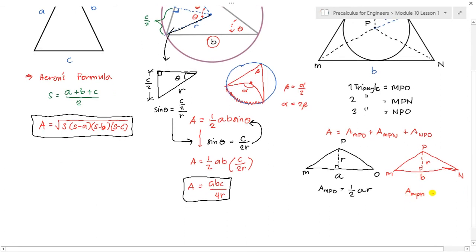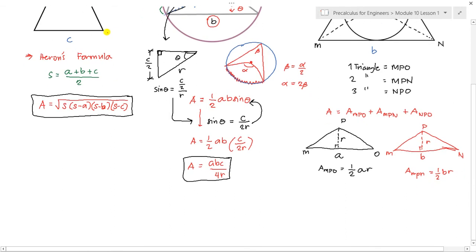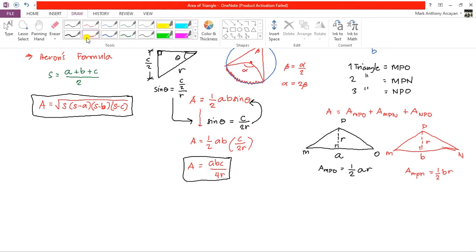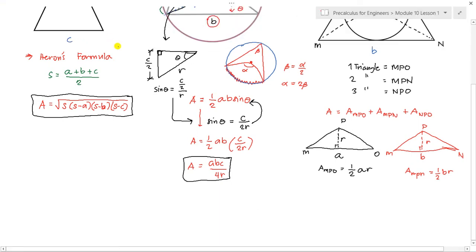So the area here is equal to 1/2 the base B multiplied by the height R. So if you see the pattern, the last side, that is the area for the triangle NPO, is just equal to 1/2 the side C times the radius. Okay. So next, let's add them.